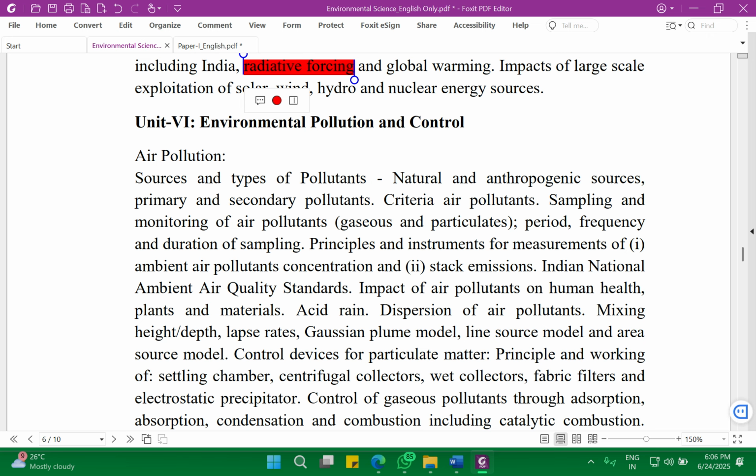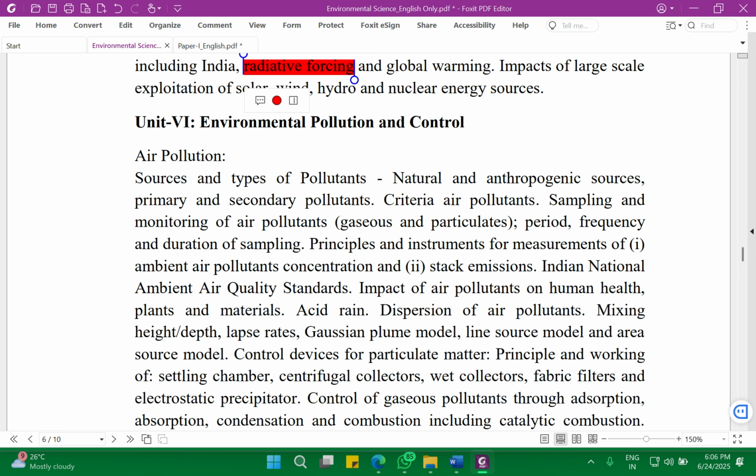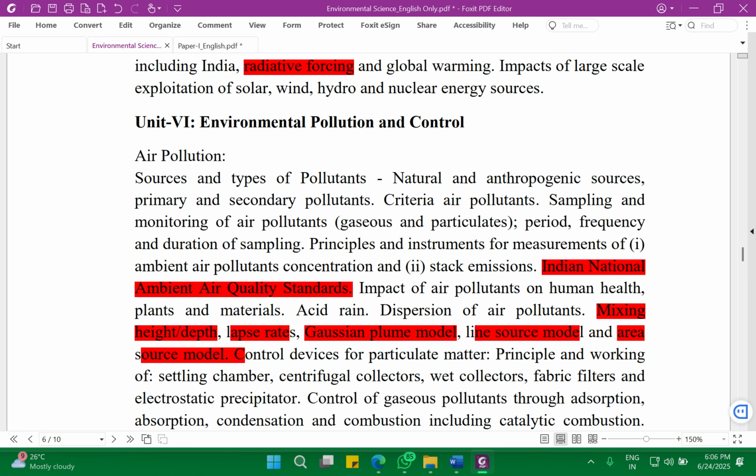And next is unit 6, environmental pollutants. Again here you may expect some questions from this Gaussian, then lapse rate, then linear source model, then area source model, then mixing height and depth, and this ambient air quality index.